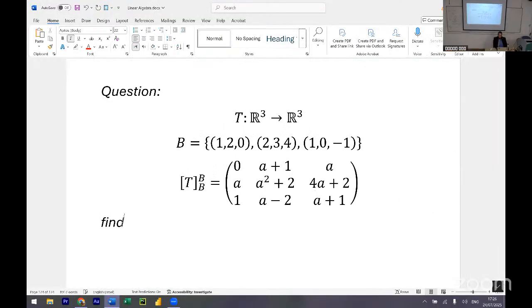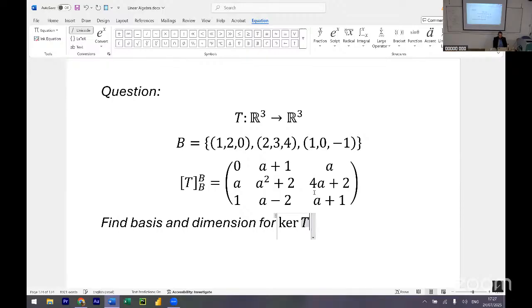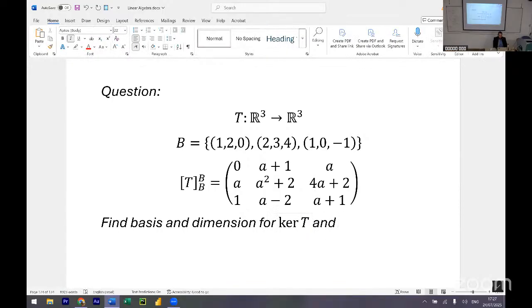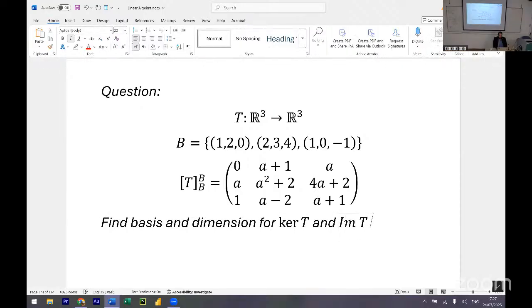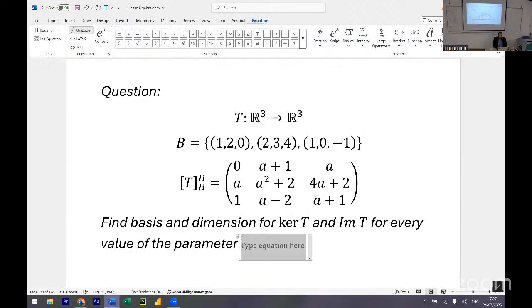find a basis and dimension for ker T and image T for every value of the parameter A.